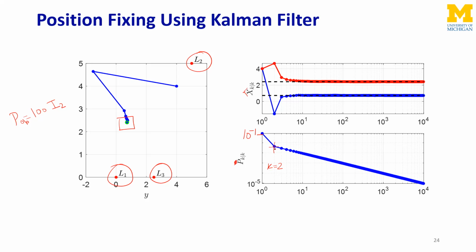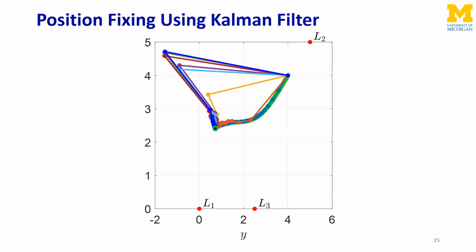And then this is the way the covariance drops in a Kalman filter. Almost in all cases, you will see the same behavior. Anyways, you can do the same experiment with a bunch of different values of P naught.